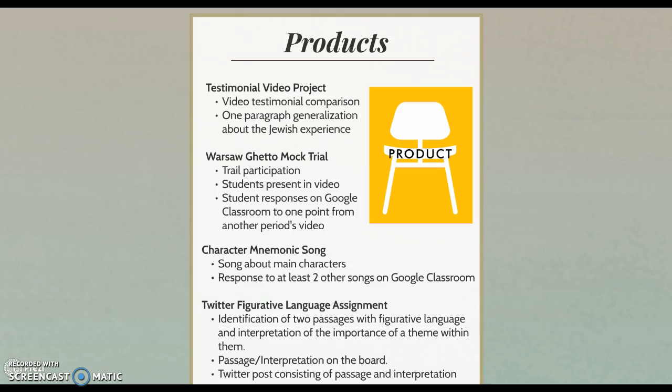Then they will respond to at least 2 other songs on Google Classroom. Within the Twitter figurative language assignment, they will identify 2 passages with figurative language and interpret them as to their importance to a theme within the passage. They will post the passage and the interpretation on the board, and they will post it on Twitter as well, joining the national conversation about the novel.